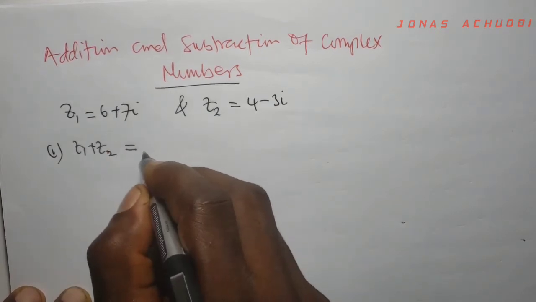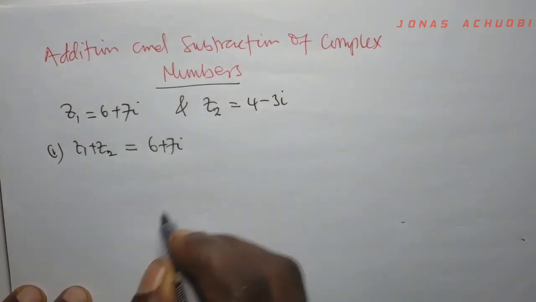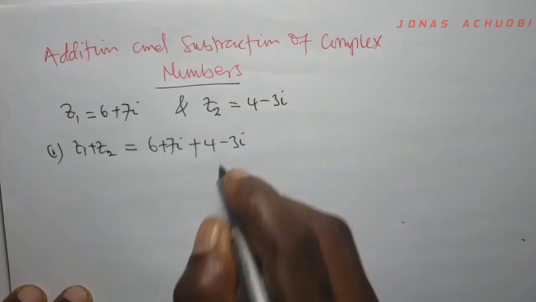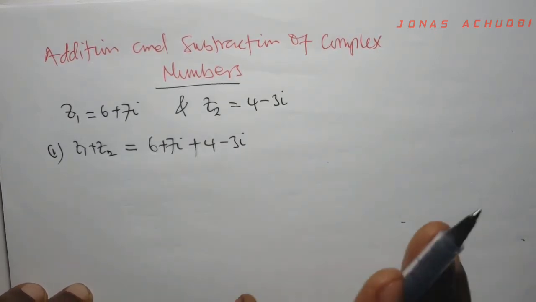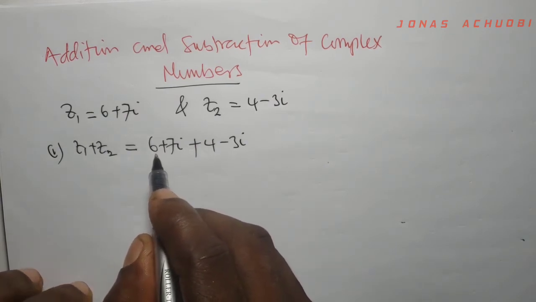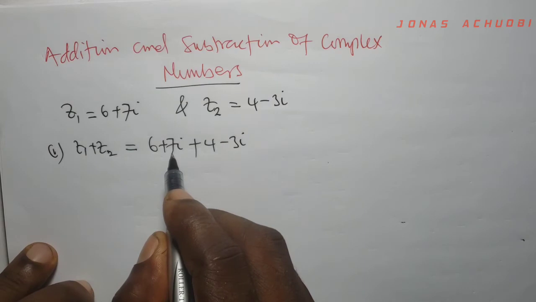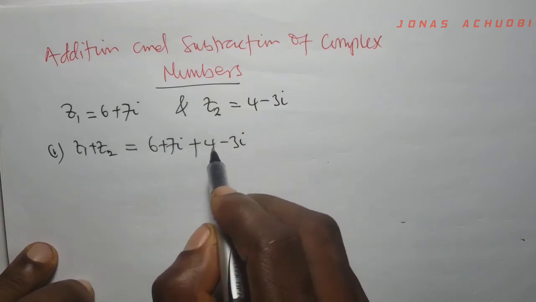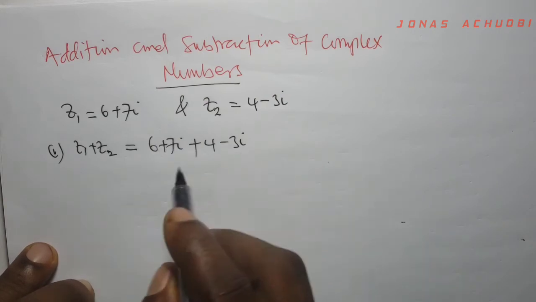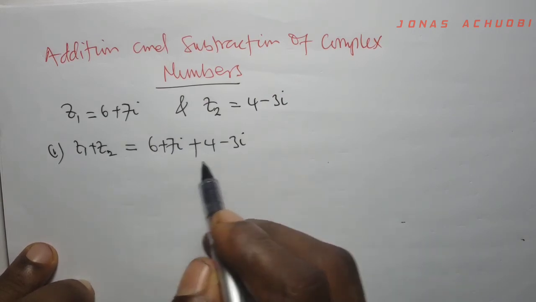So what is z1? z1 is 6 plus 7i, and z2 is 4 minus 3i. So how do we now add? You observe that in the first complex number, the real part is 6 and the imaginary part is 7. And in the second complex number, the real part is 4 and the imaginary part is negative 3. So while adding, we only add real parts and imaginary parts.